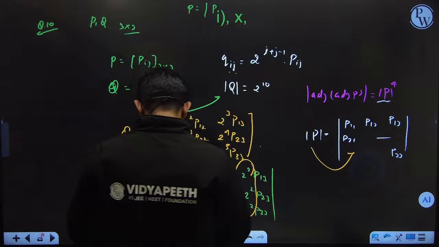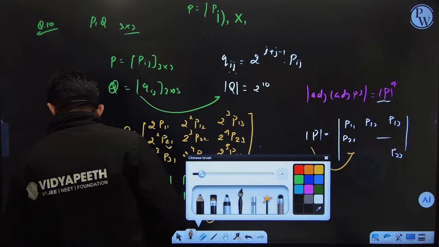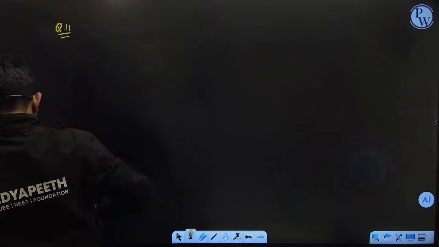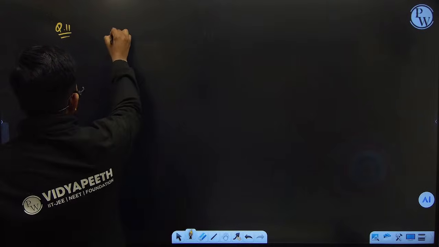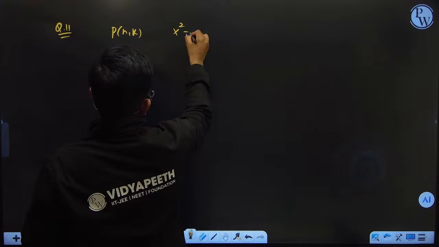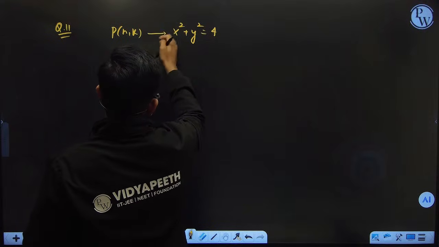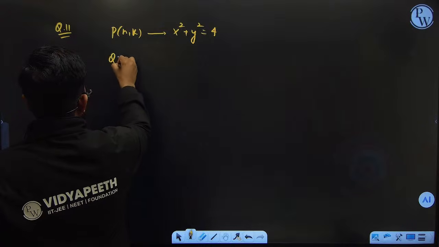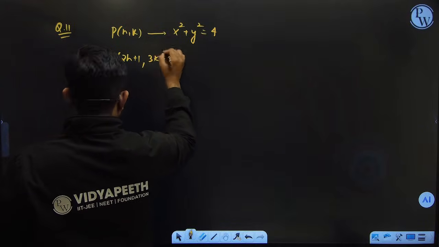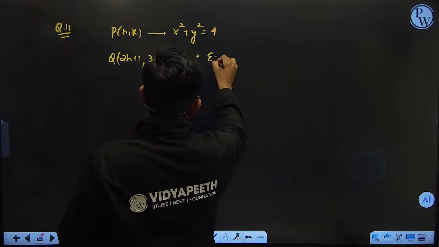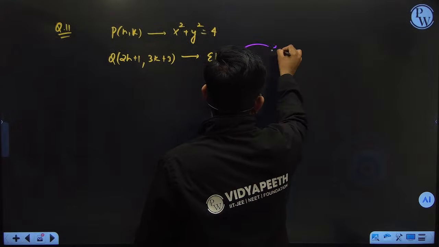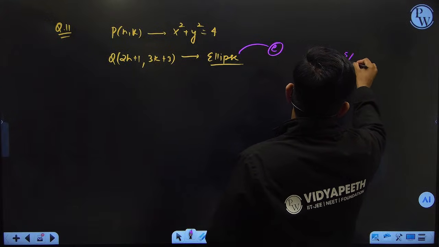That is from ellipse, or we can say conic section. Question number 11. Very simple question. If point P (h, k) is a variable point on a circle, there is a point P which lies on this circle. Now there is again a point Q (2h + 1, 3k + 3), which lies on an ellipse. We don't know the equation of the ellipse, but the eccentricity of this ellipse is e. Then find the value of phi by e square.